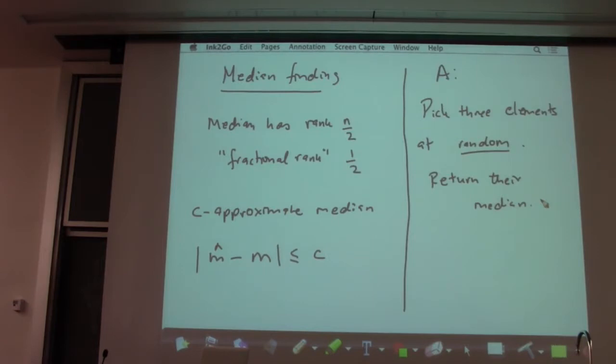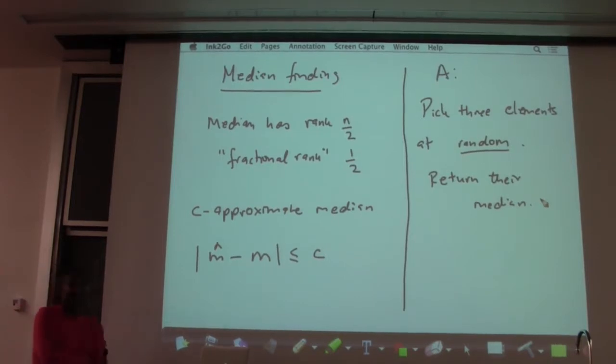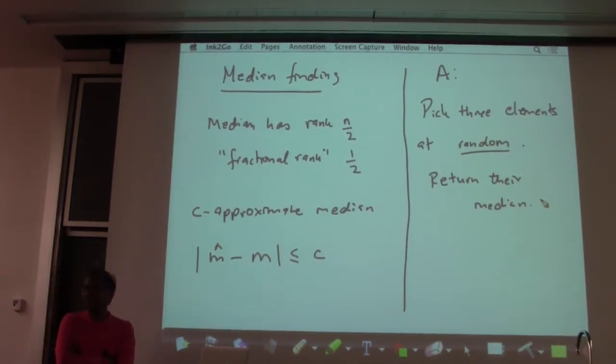So what do you think? What do you think is going to happen? First of all, should it make sense? Is there any reason why this might be a plausible algorithm? Or am I just being crazy? Or both?